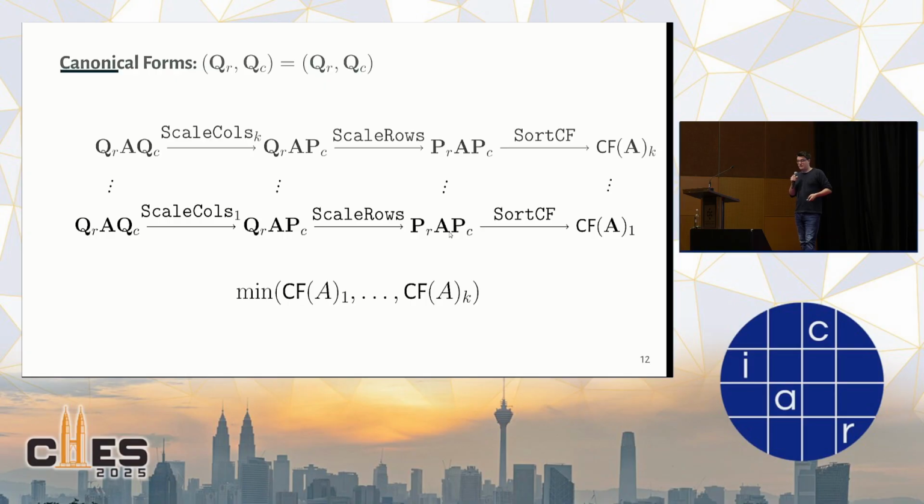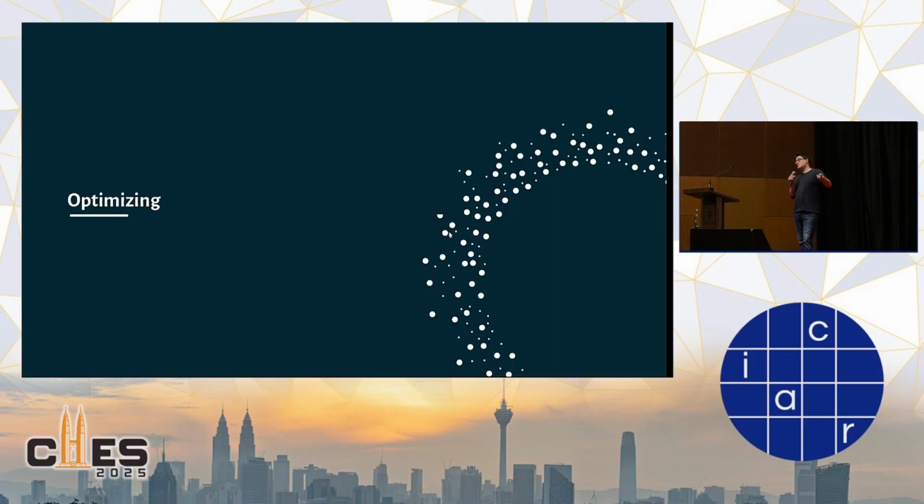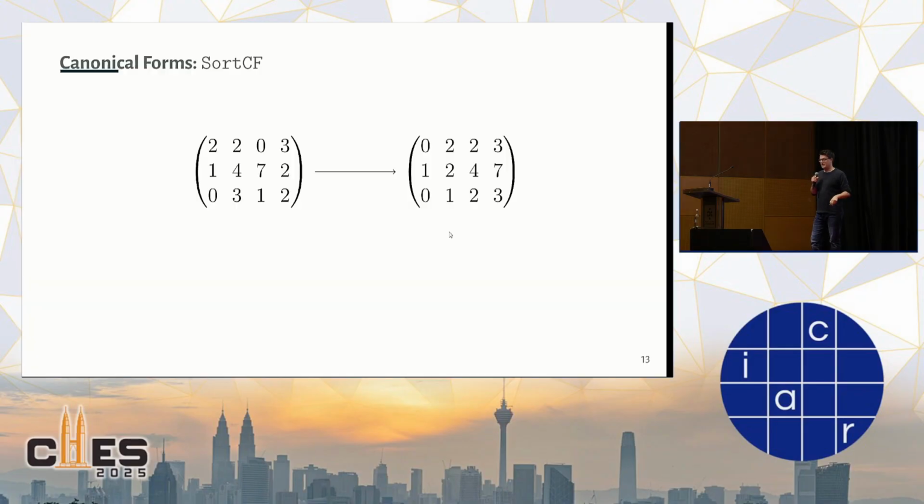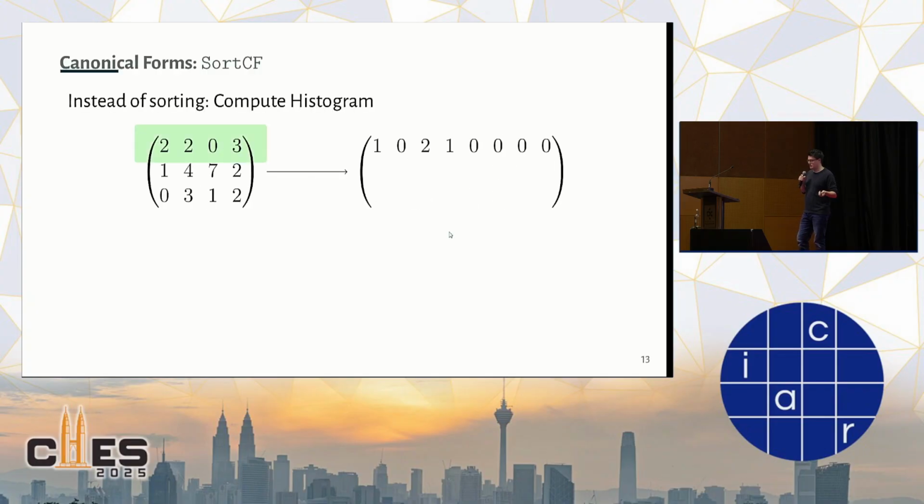Okay, enough of explaining how this works. Let's go to optimizing the scheme so we can get this faster. And first, I will have a look at the sort-CF function. Remember, this is the example from just a few minutes ago when I said you can sort each row with whatever sorting algorithm you like. No, you just want to compute histograms. It's by far faster. A histogram is simply counting the number of occurrences of each number in a list.